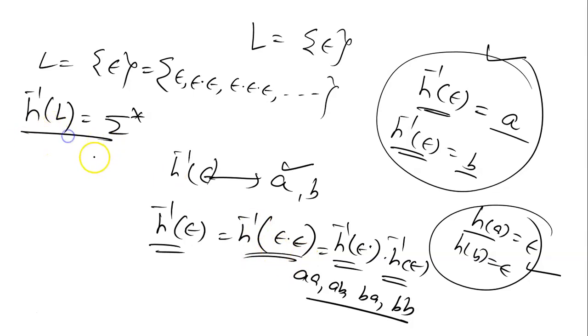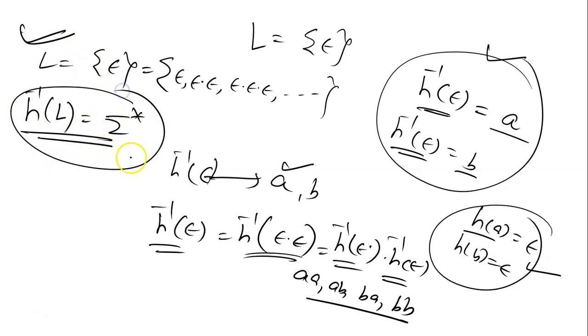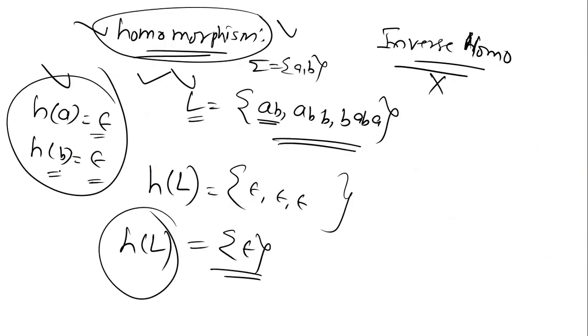So if you have a language L which is a finite language, this inverse homomorphism is sigma star, which is infinite. So the set of finite languages is not closed under the inverse homomorphism operation, because if you have a finite language and you apply the inverse homomorphism, then the result may not be finite. That's why the set of finite languages is not closed under inverse homomorphism.